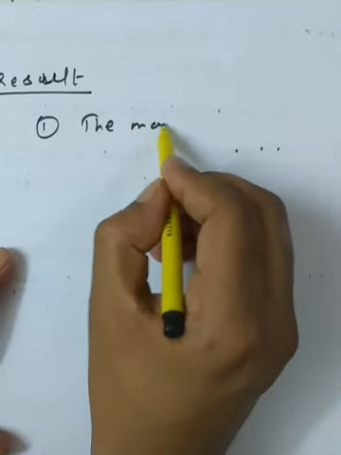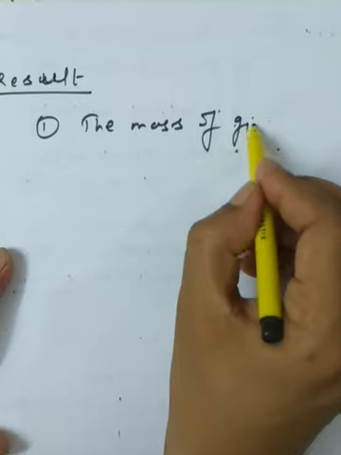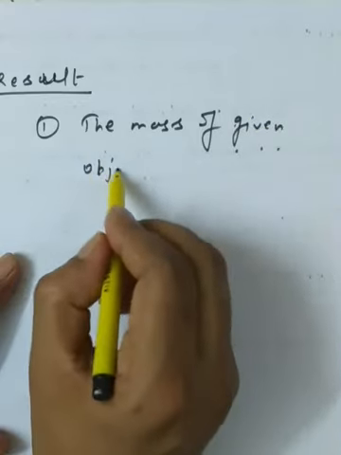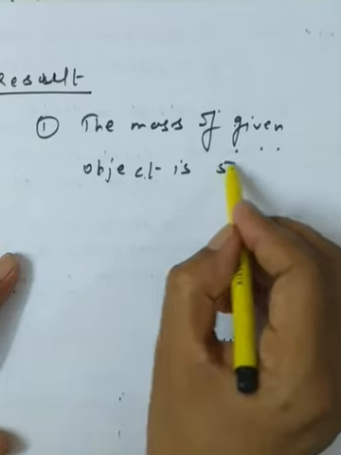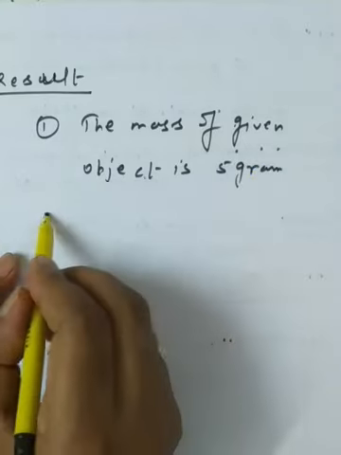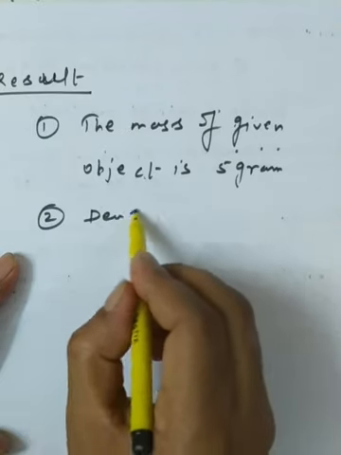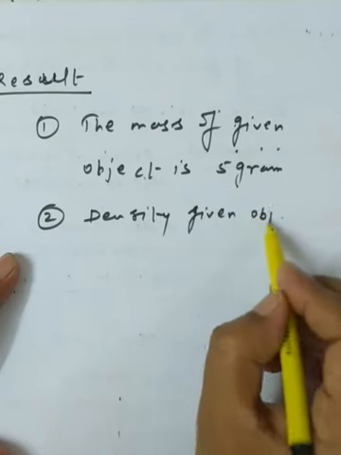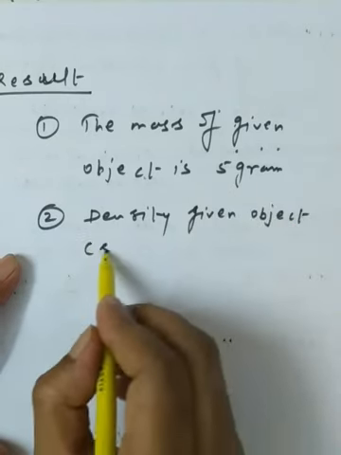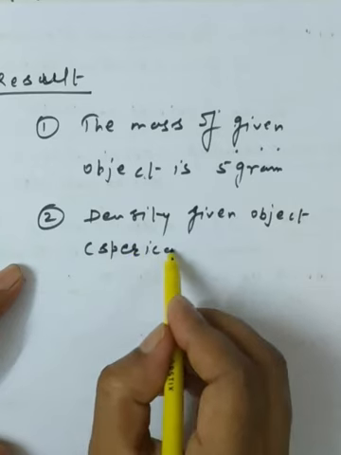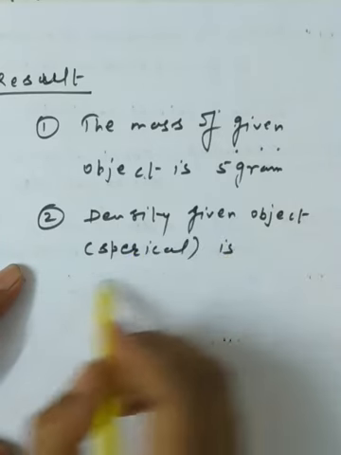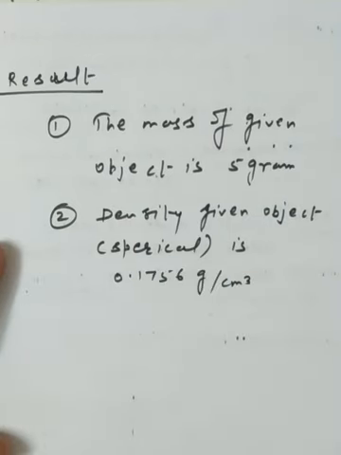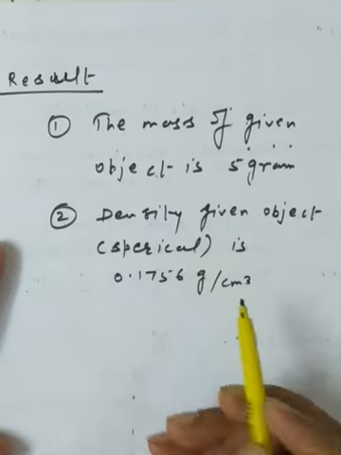So here we can use the basic concept of the result. Result number 1: the mass of the given object is 5 gram. Now the second result: the density of the given object, and that object is spherical, is 0.1756 gram per centimeter cube.